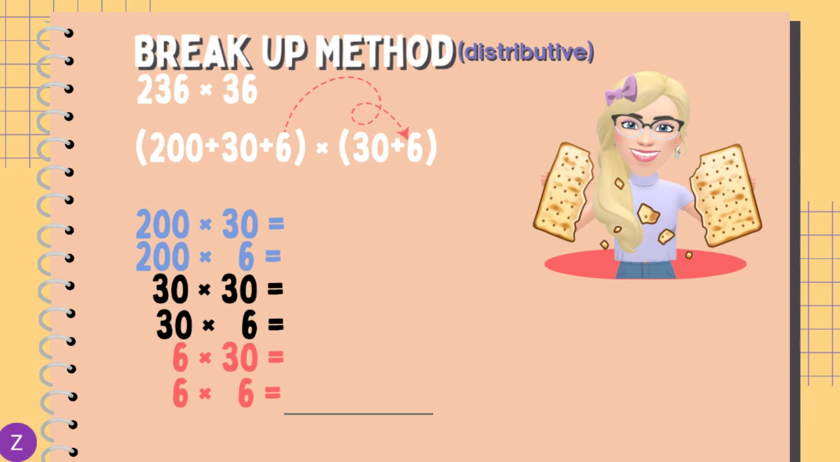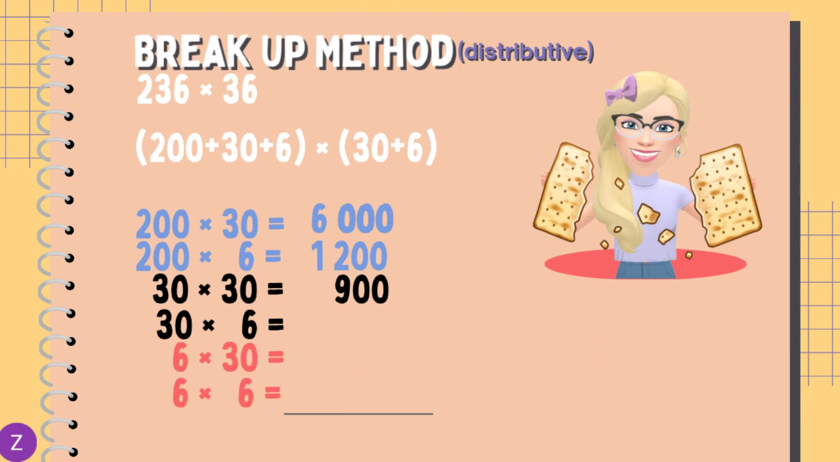200 times 30. If you look at all the zeros, there are 3 zeros. So you can take those zeros over to the answer side, and then you can only multiply 2 with 3, which is 6. So the answer is 6,000. We can do the same with the next one. The 2 zeros we can put by the answer side, and then 2 times 6 is equal to 12.